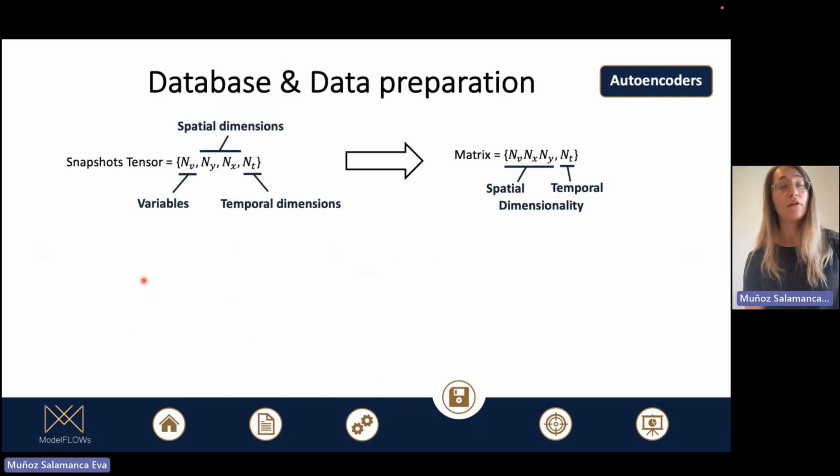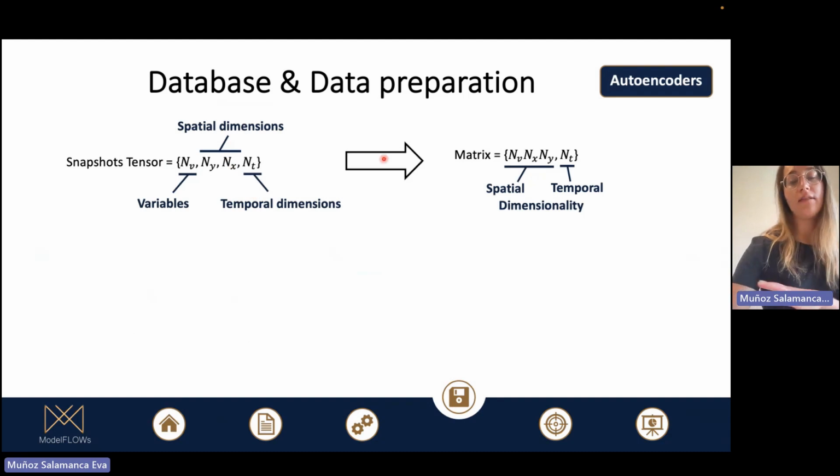For that, we are going to use a database. The database has to be prepared so that the first dimension is the number of variables, for example, streamwise velocity. Then we have the spatial dimension, and finally the temporal dimension. The algorithm will compress it into a matrix that has this spatial dimensionality, and the second dimension will be the temporal.